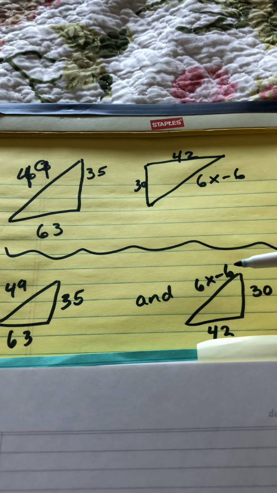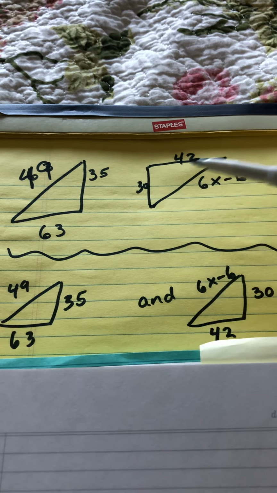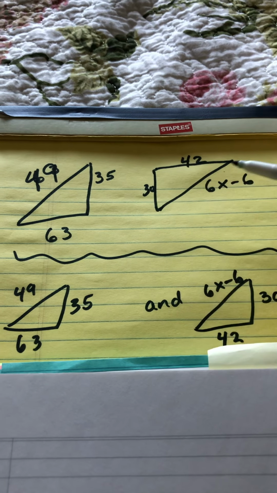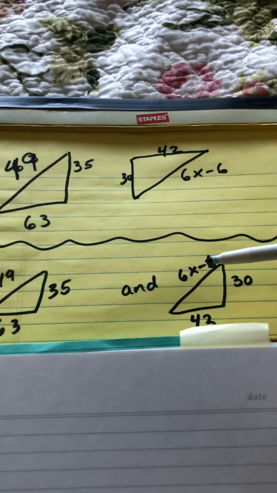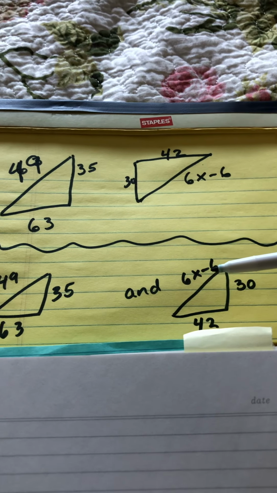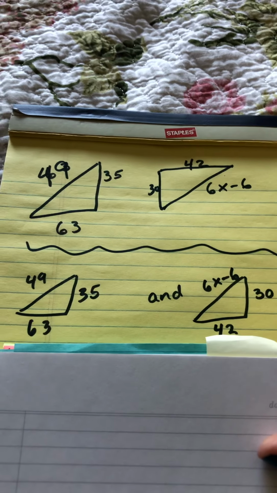The first side length that I was more easily able to see is this longer one, not a hypotenuse because we don't know that that's 90 degrees, but it's across from that close to 90 degree looking angle. So I was able to label 6x minus 6 first, and then I slowed down to think a little more carefully about where 30 and 42 went.